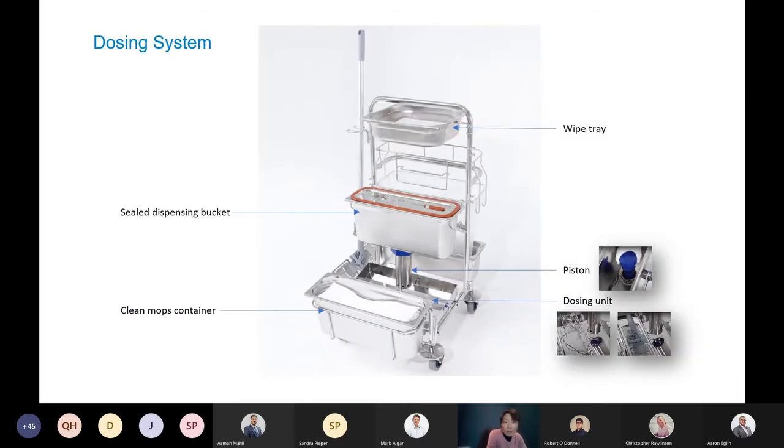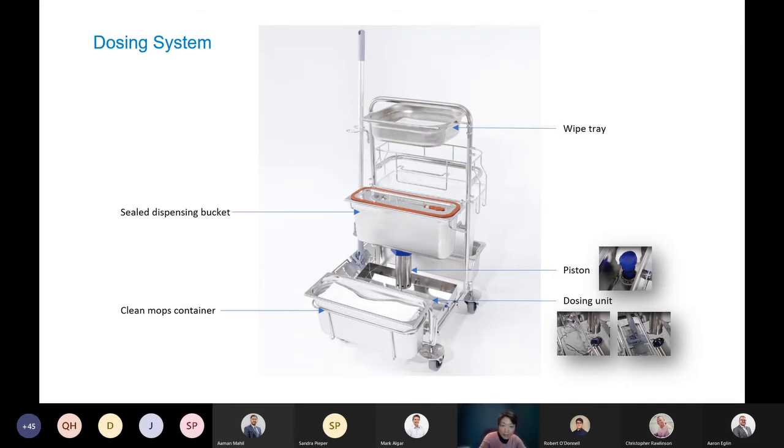So here I'm going to show you a quick video to demonstrate how the system works. Before I show you the video, I want to introduce a couple of new terminologies to help you understand the video and how the system works. Okay, so when you look at the video, the first thing you will see is actually a dispensing bucket. It is a sealed bucket with this lid.